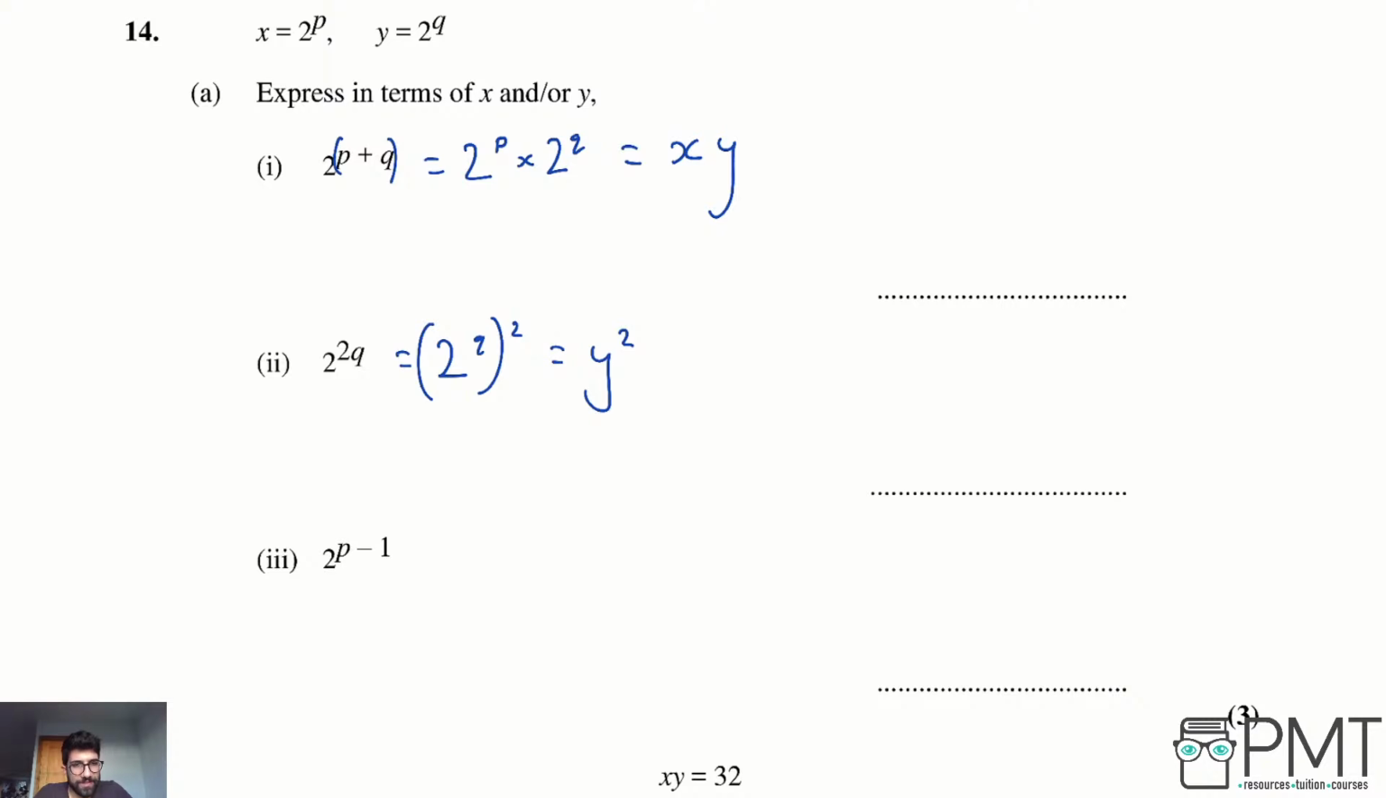And what about part 3? Let's see what we can do here. We have got 2 to the p minus 1. So think about what needs to be done to take away some power from them. The power is subtracted if you have a division. So if you start with 2 to the q and divide it by 2 to the 1, think backwards. Going backwards from this, you will need q minus 1.